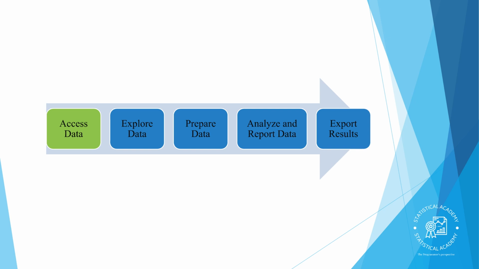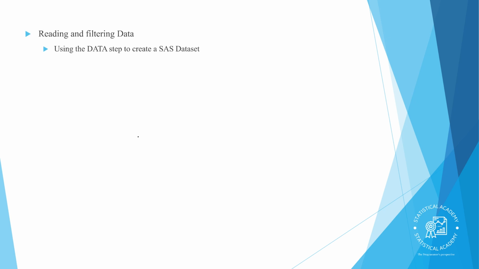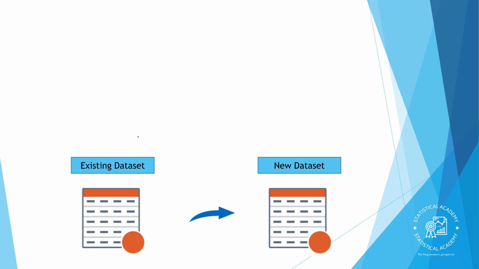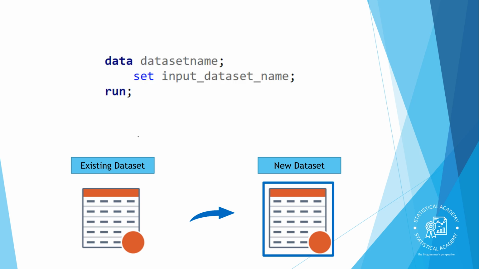So now you are able to access and explore the data. We will manipulate and prepare the data now, using the data step to create a SAS dataset. When you work with the data, you want to preserve your existing data and create a new version of it. In simplest form, the data step does just that. Data step reads an existing dataset and writes a new one.